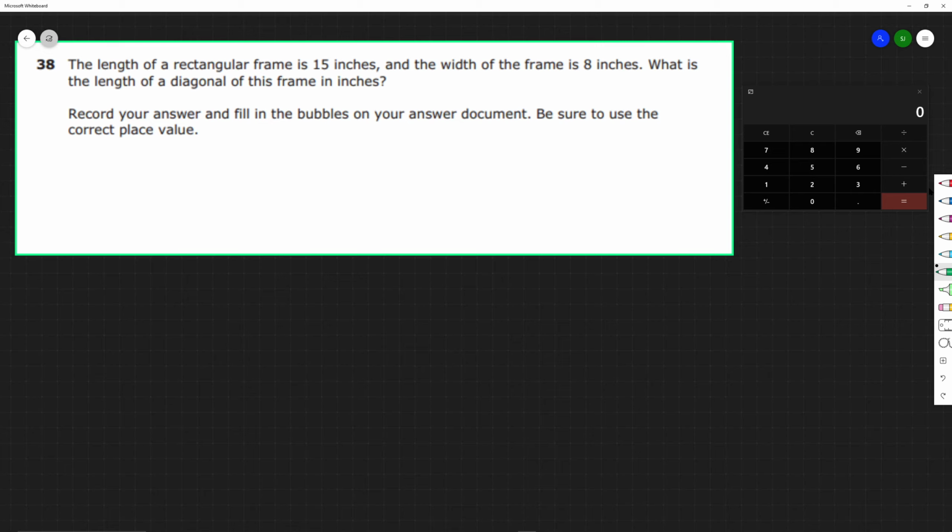The length of a rectangular frame is 15 inches and the width of the frame is 8 inches. What is the length of a diagonal of this frame in inches? We need to find out the diagonal. So first, let's draw this rectangular frame. Okay, so the length is 15 and the width is 8. We need the diagonal here.